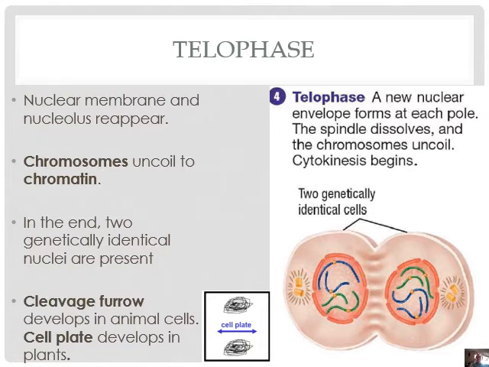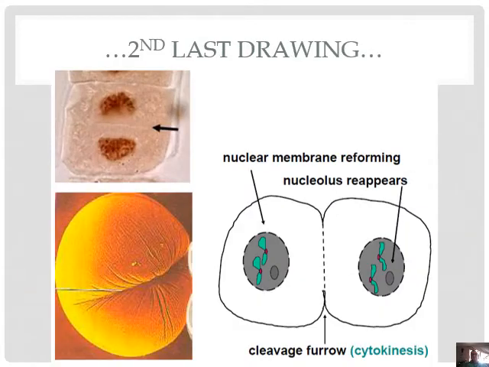So now a cell plate is a new cell wall that starts forming in the middle of the two newly developed cells. And those two new cells actually need to be separated by a cell wall, because remember, a cell wall itself can't constrict, because if it constricts, then the whole thing is going to snap. So this is your second last drawing. This is cytokinesis. So this is the actual pulling together of that furrow.